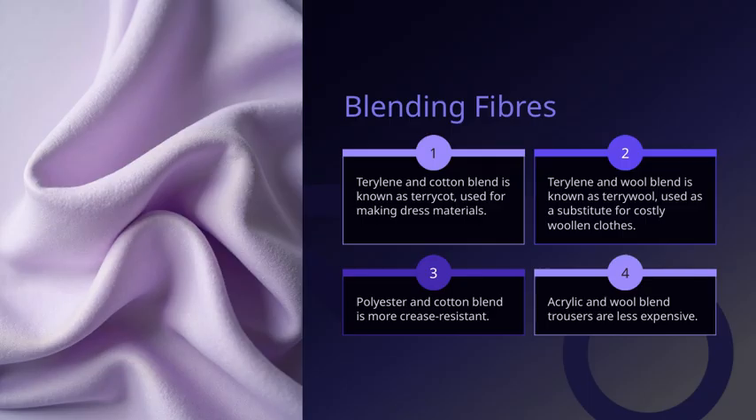Moving on, when Terylene is blended with wool, we call it terrywool. This blend is used as a cost-effective substitute for pure woolen clothes, giving a similar look and feel, but at a lower price. Lastly, acrylic blended with wool creates trousers that are less expensive than pure wool trousers, making wool-like clothing more accessible. These blends are really important because they help us achieve desired qualities in fabrics while also managing costs, which ties back into how we can make quality clothing more affordable and practical.